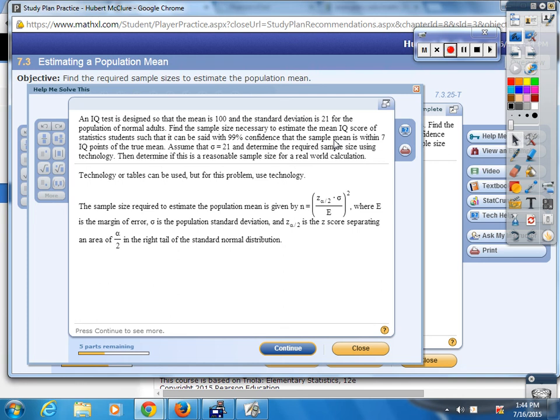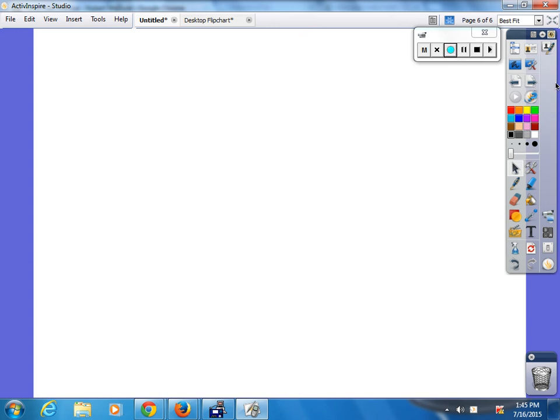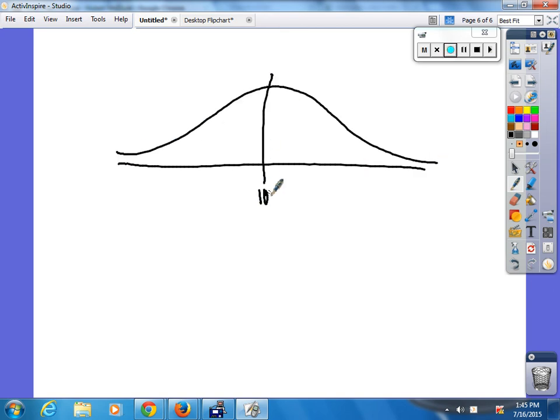All right, now let's read it. It says an IQ test is designed so that the mean is 100 and the standard deviation is 21. Now, just for giggles, and because I always tell you to do this, I'm going to draw it. What's the mean? 100, Hubert. Y'all wrote it down, didn't you? And what's the standard deviation? 21, Hubert. 121 would be 142, and 21 below would be 79, and 21 more would be 58.